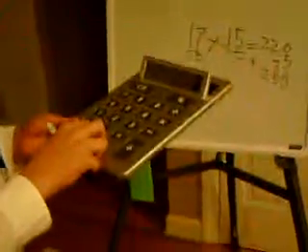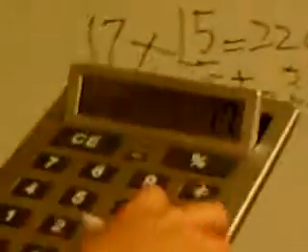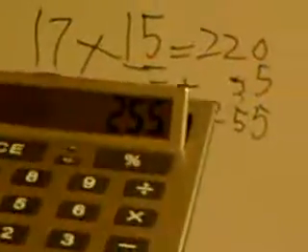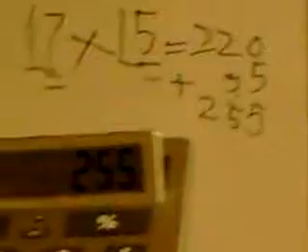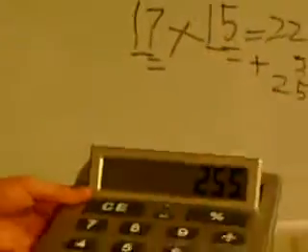Let's once again check and see if it is in fact correct. So 17 times 15 equals 255. So it is indeed once again correct.